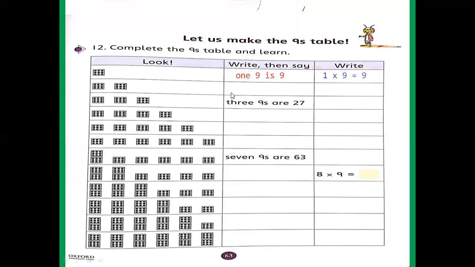So write 2 9s are 18. Write like the table shape. 2 9s are 18. This is already written. 3 9s are 27. So 3 multiplied by 9 equal to 27. 3 9s are 27.